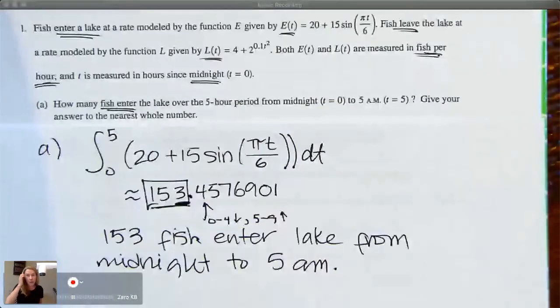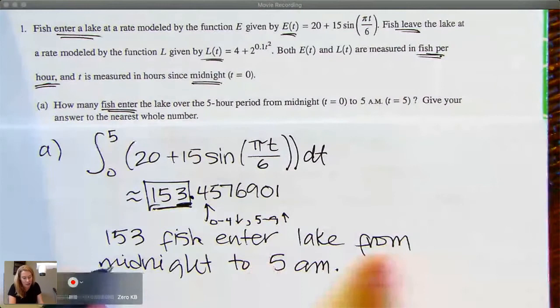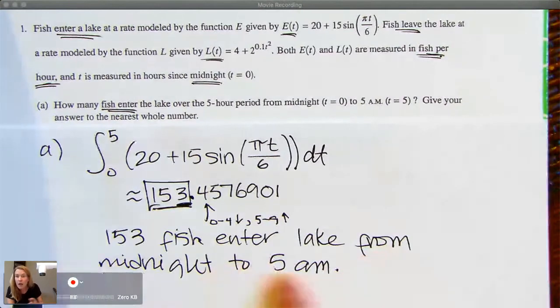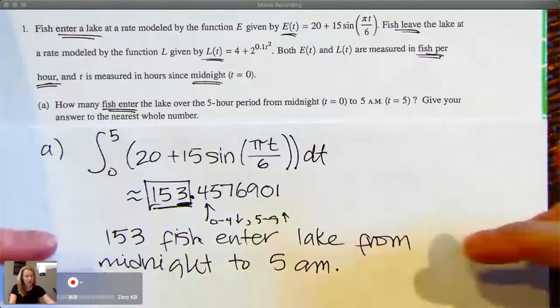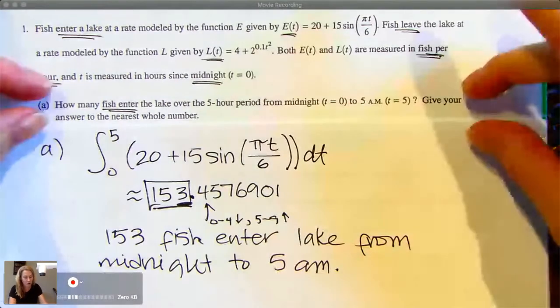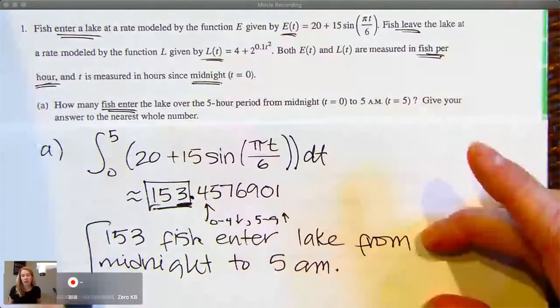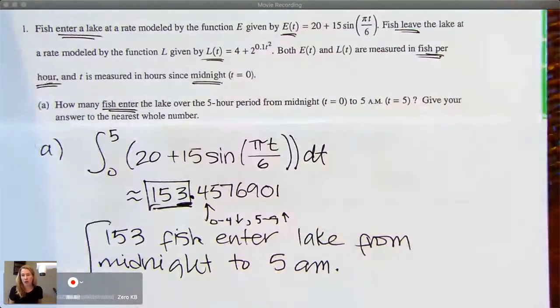Alrighty, let's look at part B. Okay, I don't see any other. So 153 fish is the right answer, it's not could it be the right answer, it is the right answer. You do want to verify though, you want to add entering the lake from midnight to 5 a.m., just to repeat part of the question in the answer to be super clear that you understand the context of the problem.